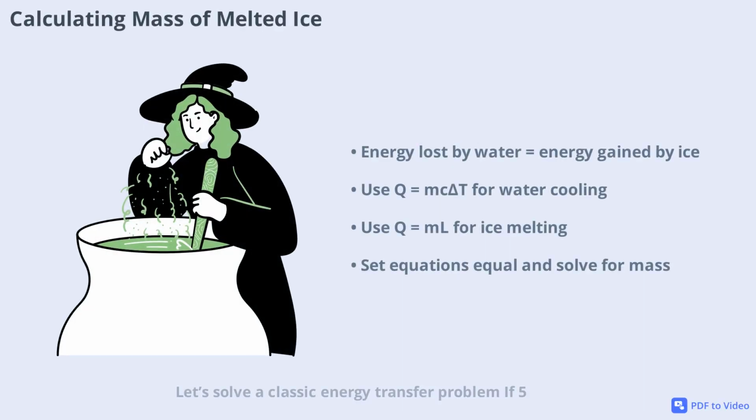Let's solve a classic energy transfer problem. If 5 g of water at 25 degrees C is dropped onto a large block of ice at 0 degrees C, the water cools to 0 degrees C and some ice melts. Assuming all energy lost by water is gained by the ice, how much ice melts?